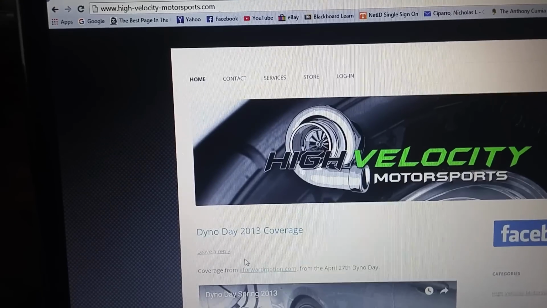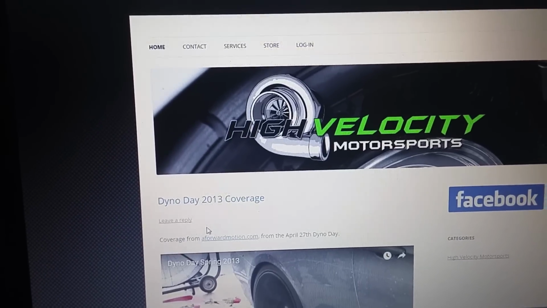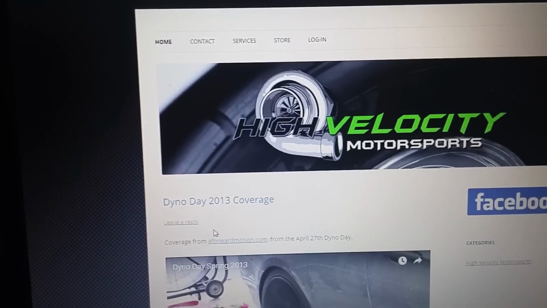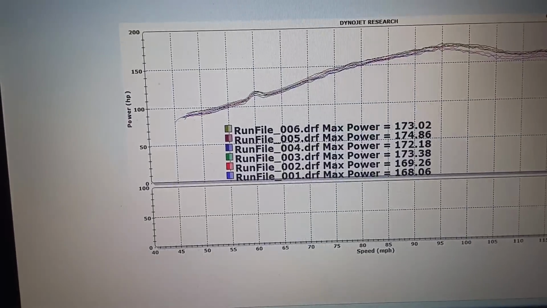Wow. First, I'd like to thank High Velocity Motorsports. They did the dyno testing and were very enthusiastic about setting everything up. And they gave us all our data. And here it is.